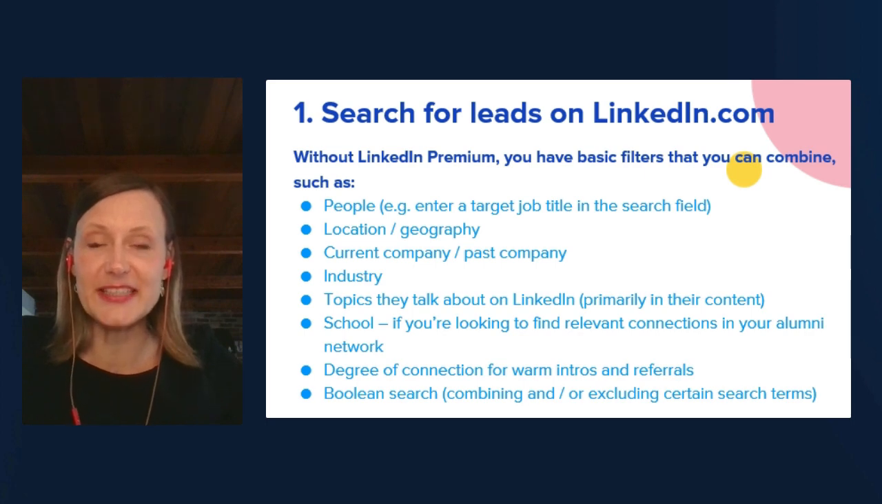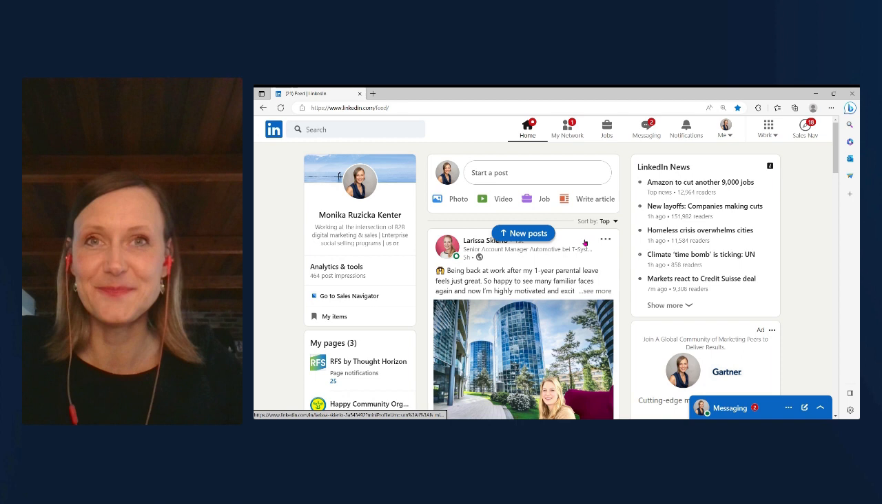Now, if you would like to get a little bit more fancy or advanced, you can also use the Boolean search, which allows you to combine searches. For instance, if you would like to search for two different job titles at the same time, you can combine them with the word and.